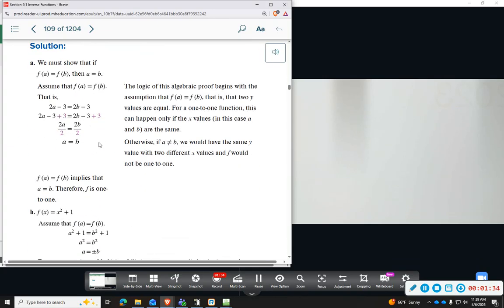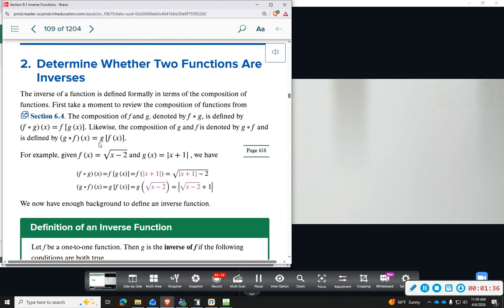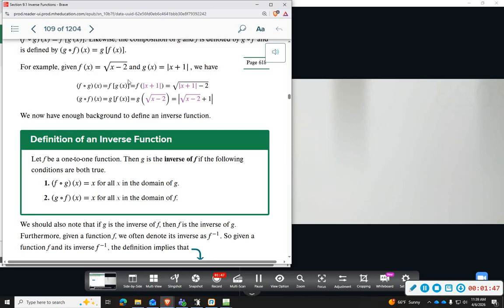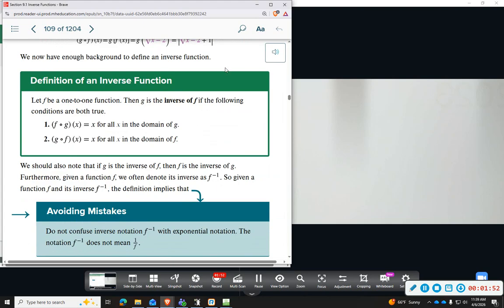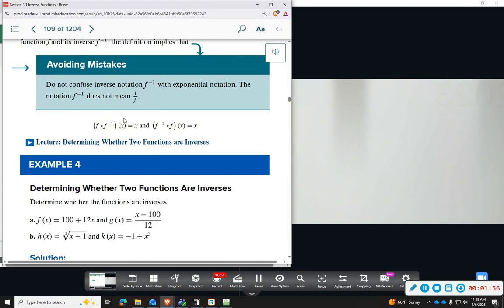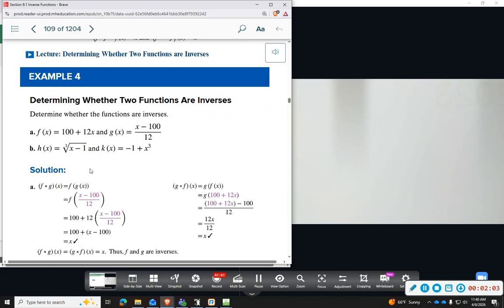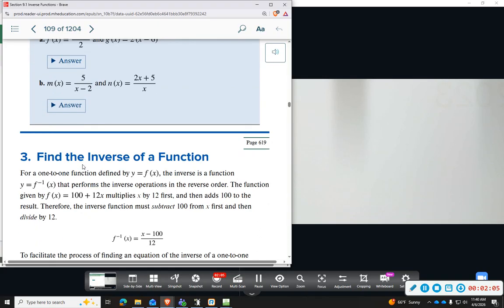Then we get down to talking about two functions being inverses of each other. Now in the prep, we did do some composition of functions. So with inverses, you're going to plug one function into the other, and if the solution just ends up being x, then they are inverses. Here's that mathematical definition, which again shows you a mathematical formulation of what's going on. They also provide some examples for you.